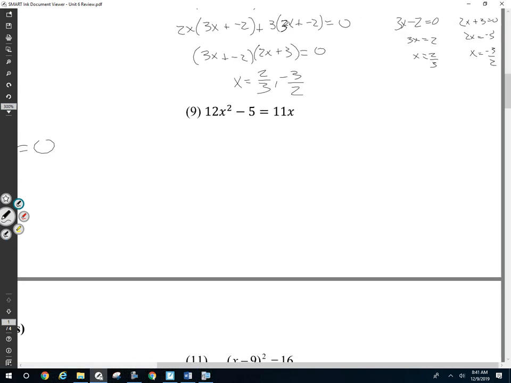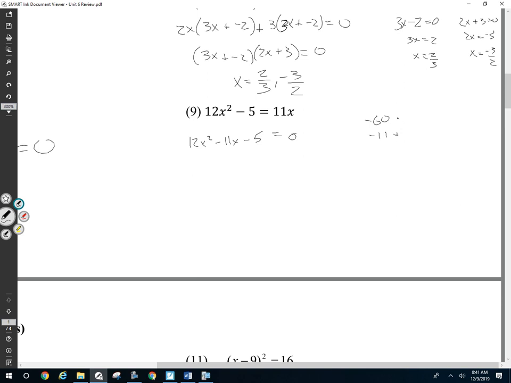Let's try another one. Subtract the 11x. I have 12x squared minus 11x minus 5. To completely undo distribution, start by multiplying a and c. 12 times negative 5 would be negative 60. B is negative 11. We need two numbers that add to get negative 11 and multiply to get negative 60.